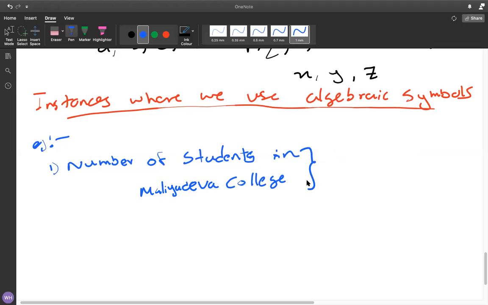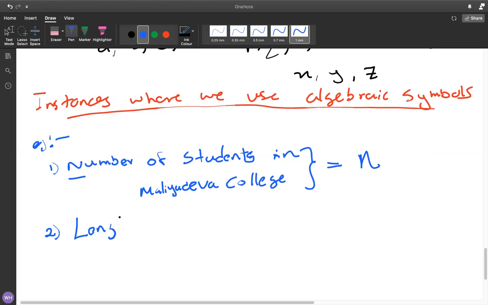Okay. Since we are discussing a number, you can use the symbol simple n. We are discussing a number, so you can use the symbol simple n. And let's have another example.